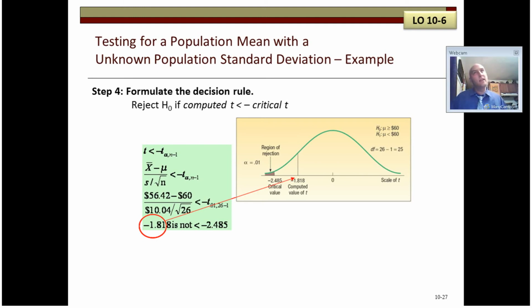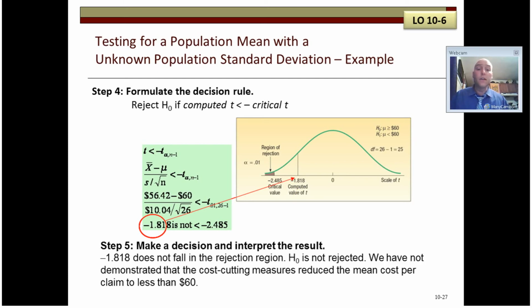It remains in the region of acceptance. The region of acceptance of what? The region of acceptance of the null hypothesis. We fail to reject the null. When we went to the t-table, we got a critical value. We put it on the appropriate side of the distribution. We took our calculated value, our test statistic, which we got from our formula using our sample data. We failed to reject the null. This means that our cost-cutting measures have failed to reduce the cost from $60.